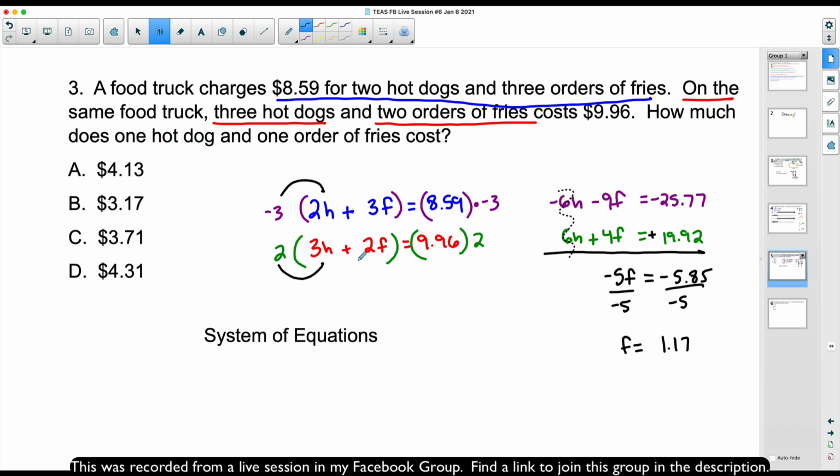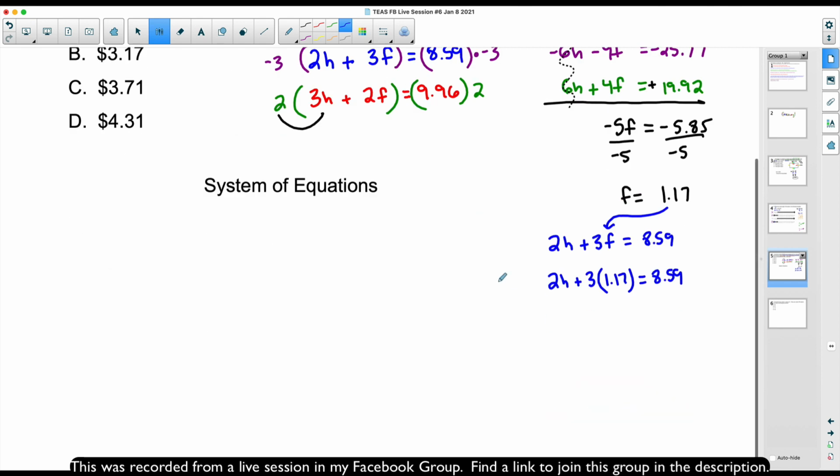Let's go back to either one of these equations. 2h plus 3f equals 8.59. So I'm going to do 2h plus 3f equals 8.59. These are our French fries. Let's take the $1.17 and plug it in here. So we have 2h plus 3 French fries times $1.17 each. And this will allow us to solve for h, the price of one hot dog.